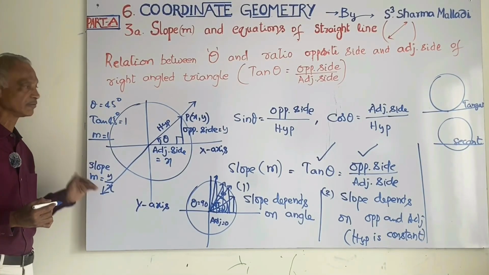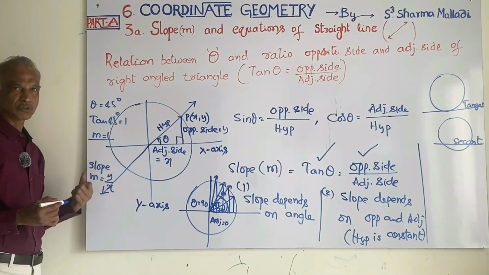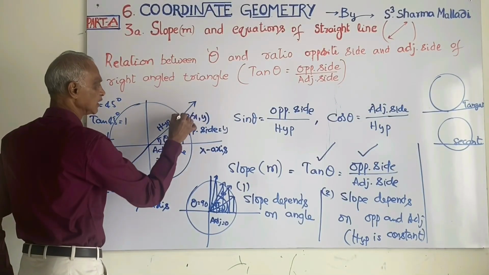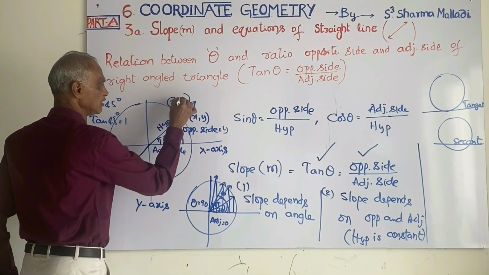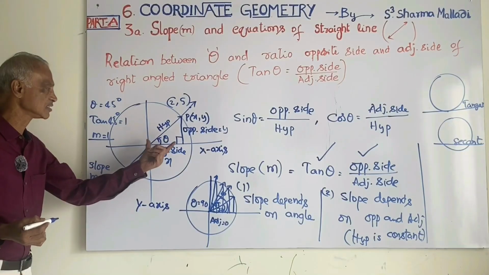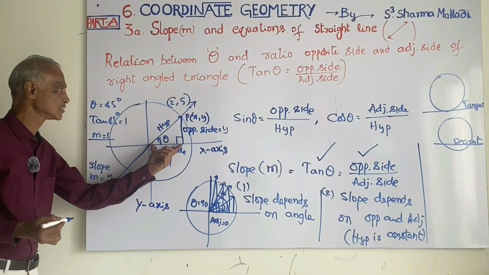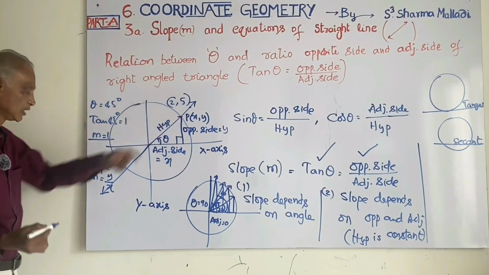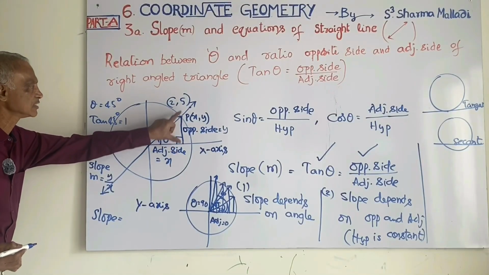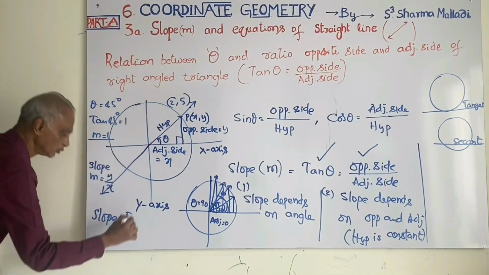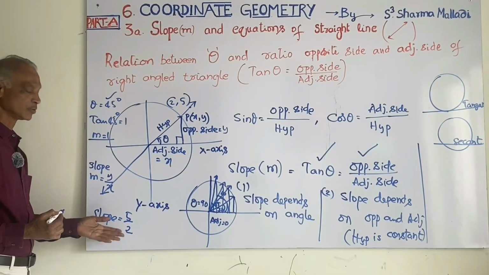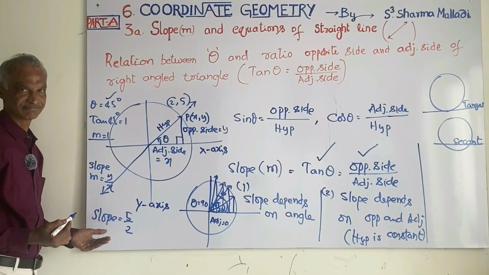When the opposite side is given, or a point is given, we can find the slope of the line, that is opposite side by adjacent side. Instead of P(x, y), I will take a point, 2, 5. The opposite side is 5 and the adjacent side is 2. This distance is 2 and this distance is 5. What is the opposite side? 5. What is the adjacent side? 2 units. When the opposite side and adjacent side, or a point, are given, we can find the slope of the line or its equation.